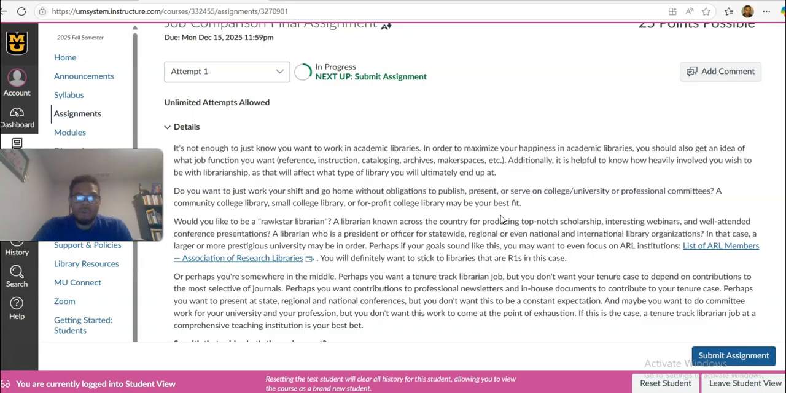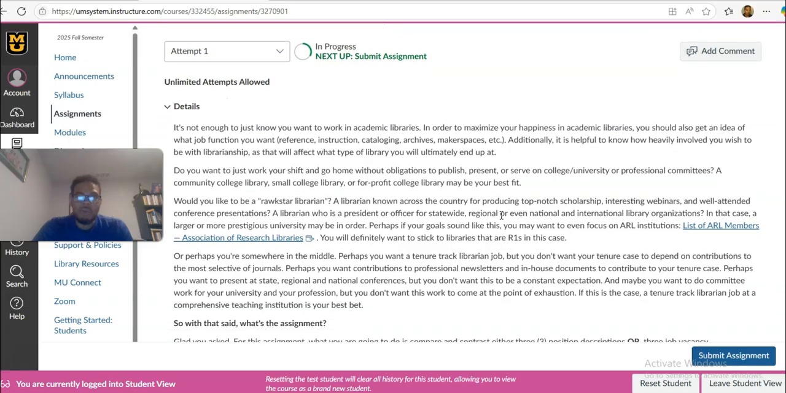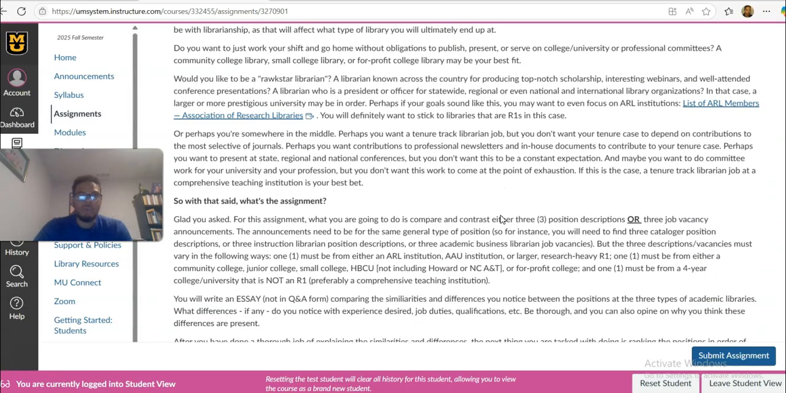It's not enough to just know that you want to work in academic libraries to maximize your happiness. You also need to be aware of what type of academic library you want to work at. Do you just want to work your shift and go home? Let's say you just want to do your 8 hours and go home. In that case, you might want to be at a community college or a small college library, where you don't have those obligations to publish, present, and those sorts of things. You just do your work and you go home like it's a normal job.